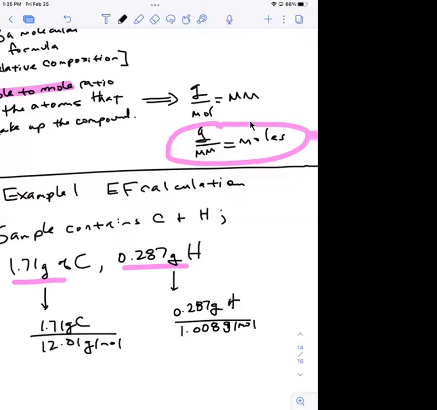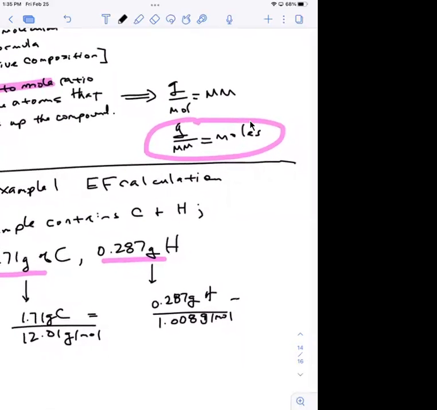So that's going to give me two numbers. What does this give me? 1.71 divided by 12.01, and somebody else give me this calculation here. Anybody got it yet? Do we multiply this by 100 as well? No, we're not calculating percentages, we're calculating the moles. Okay, I got 0.284 for the moles of hydrogen.